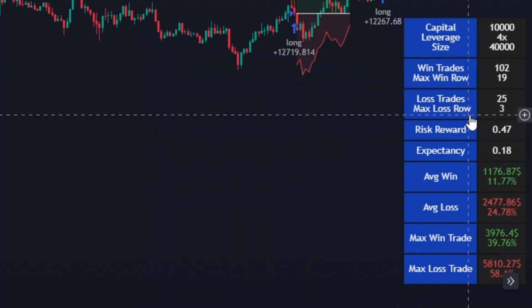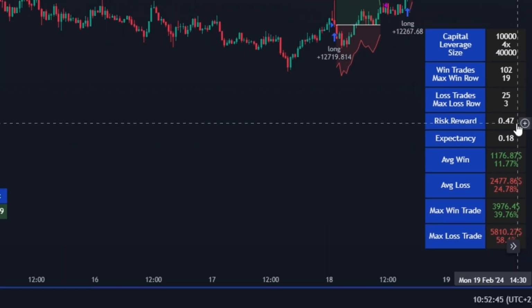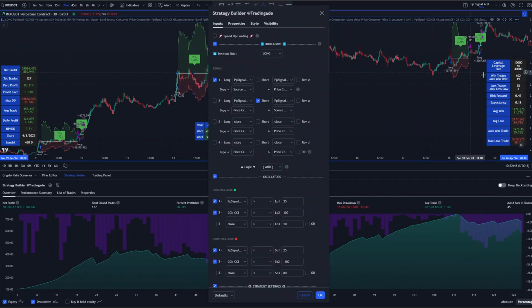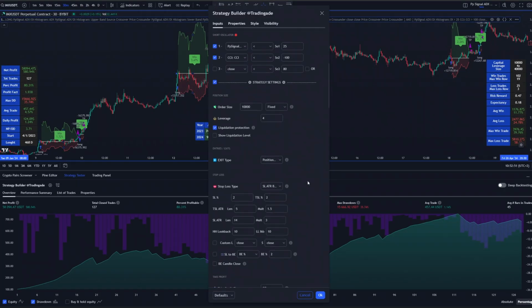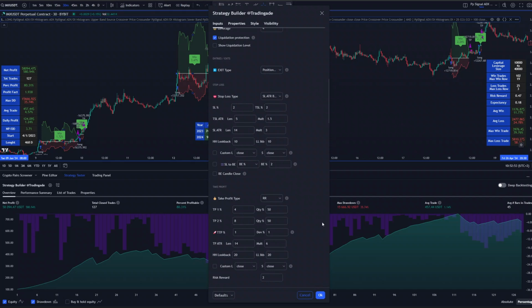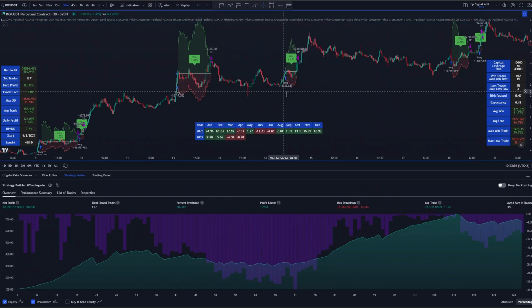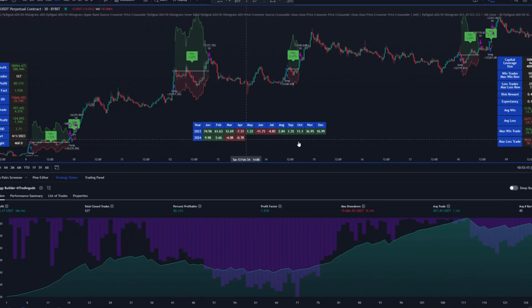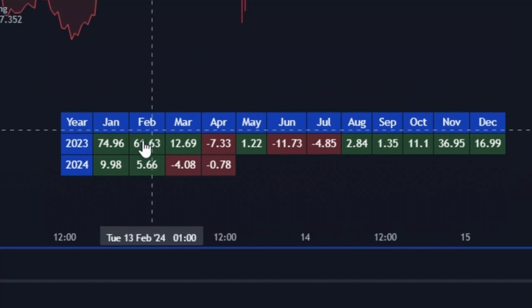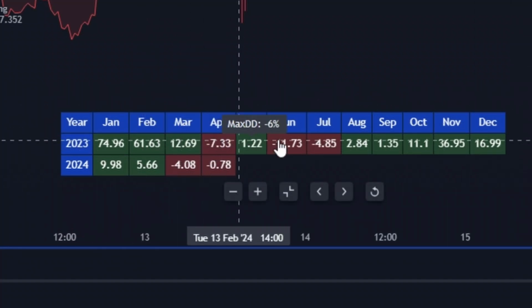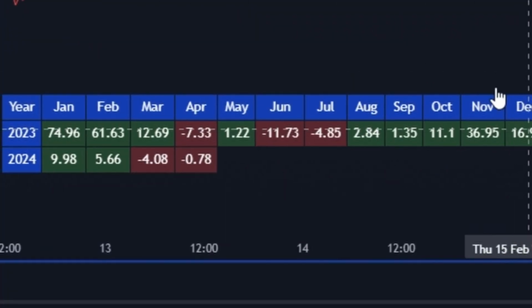Here we have the average risk reward of 0.47, and you may be wondering why we have this low risk reward considering the 2 risk reward that we have set here, and that is simply because we are using a dynamic stop loss. So this risk reward, as you can read, is the average risk reward calculated by the average win divided by the average loss. The monthly table shows absolutely good results. We have just 5 losing months, but overall we have mostly profitable months.